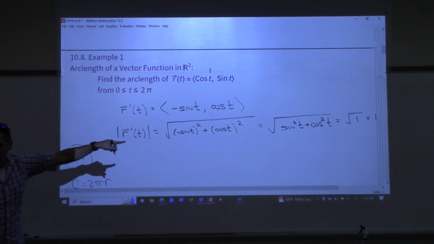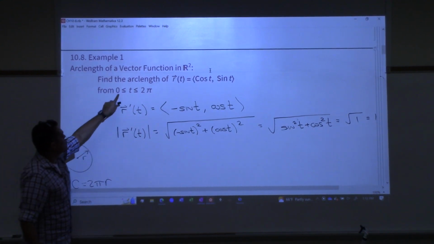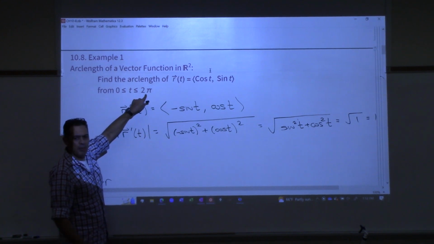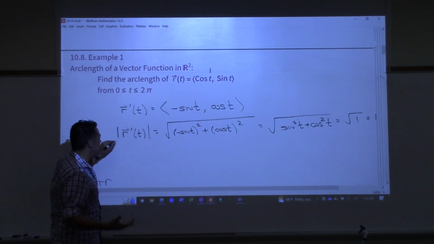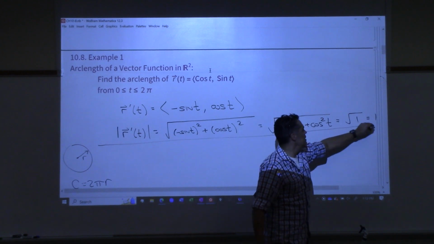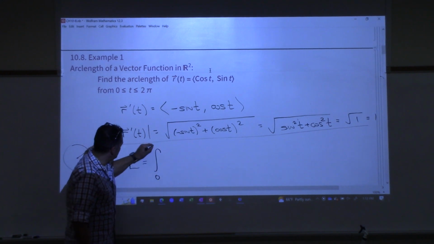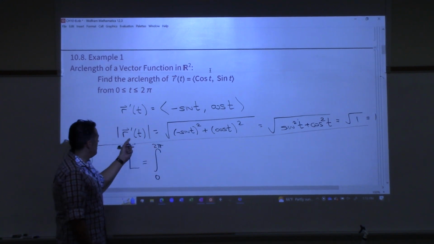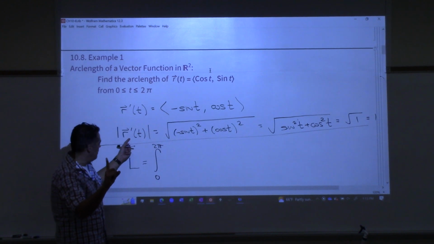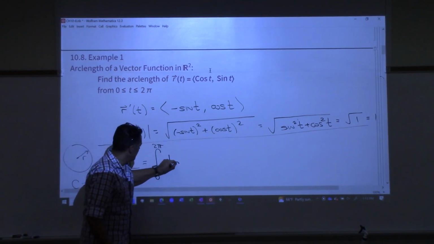We need to integrate that function from 0 to 2 pi with respect to the variable t. So now's the actual arc length. That was just set up. It was just me getting the pieces. Now we go to the formula. The length of the arc is going to be the integral from 0 to 2 pi of this, which is just the constant 1 function, dt.